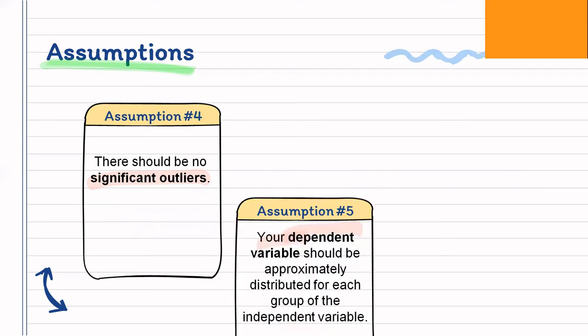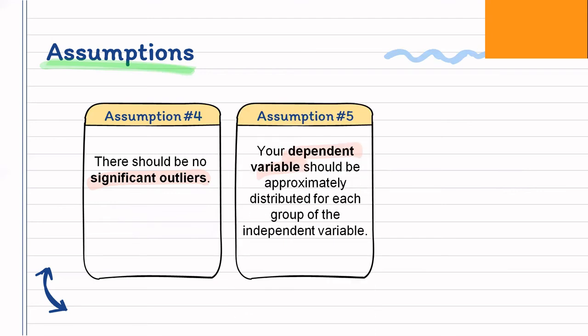The next assumption is that your dependent variable should be approximately normally distributed for each group of the independent variable. We talked about the independent t-test only requiring approximately normal data because it is quite robust to violations of normality, meaning that this assumption can be a little violated and still provide valid results. You can test for normality using the Shapiro-Wilk test of normality, which is easily tested for using SPSS Statistics.